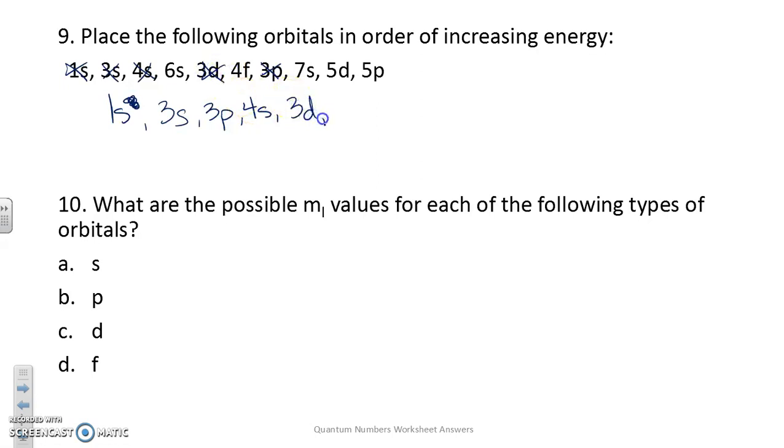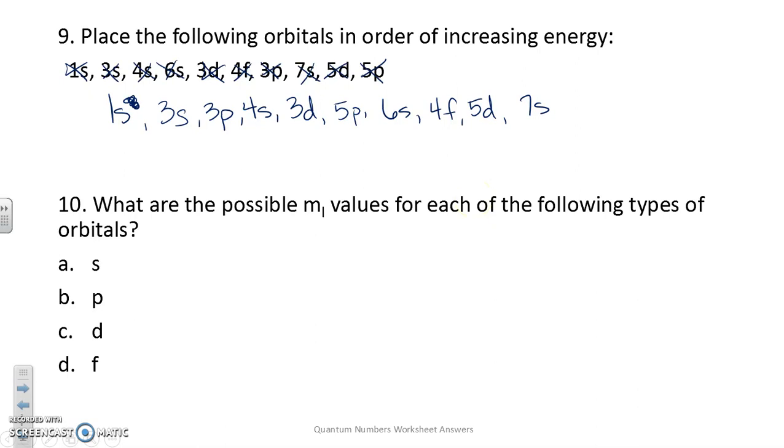After 3d is 4p. How about 5s? What comes after that? 4d. Then 5p. After 5p comes 6s. After 6s comes 4f. After 4f comes 5d. And then what's left over? 7s.